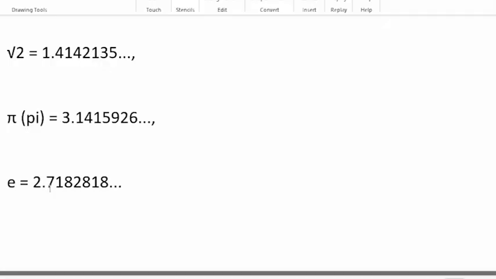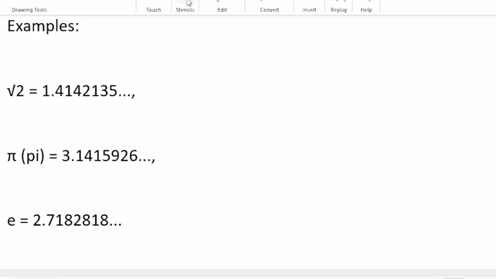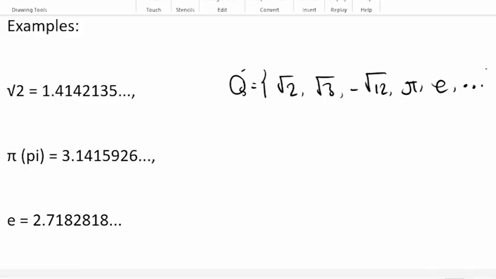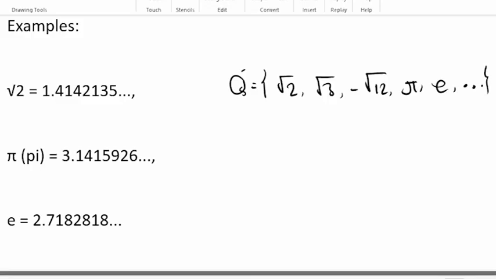Also e, 2.71828, not repeating and not terminating, it continues. These types of numbers are called irrational numbers. Here we can show it with Q with a quotation mark, for example the square root of 2, the square root of 3, minus the square root of 12, pi, e, and so on. These types of numbers are called irrational numbers.